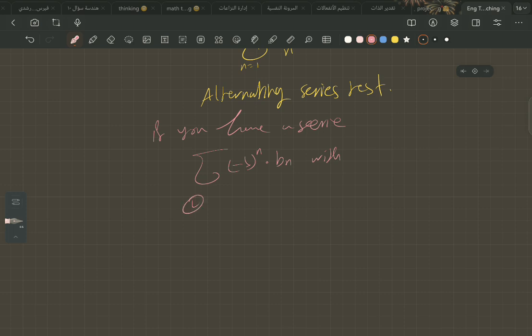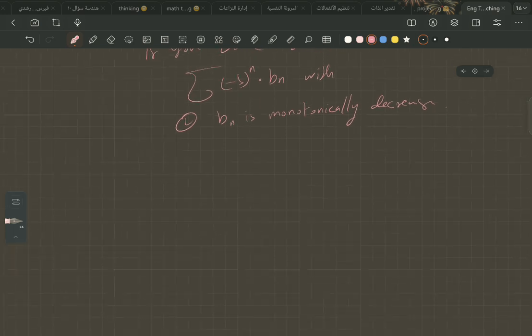condition 1: b sub n is monotonically decreasing, i.e., when we go toward infinity in the index n, b sub n is going downward. If it's negative, it's going to be negative. If it is positive, then it's going to go to 0.